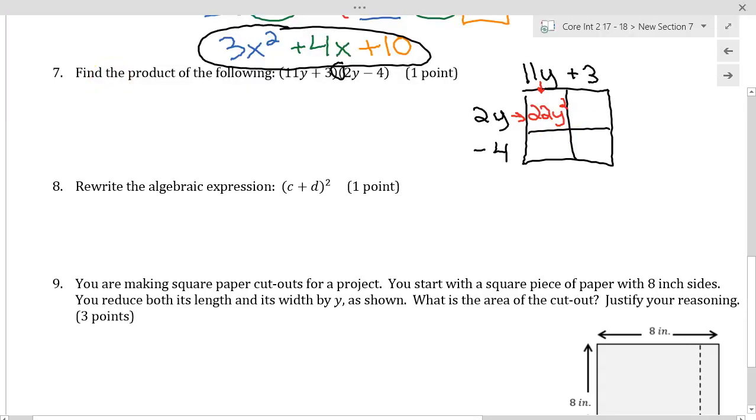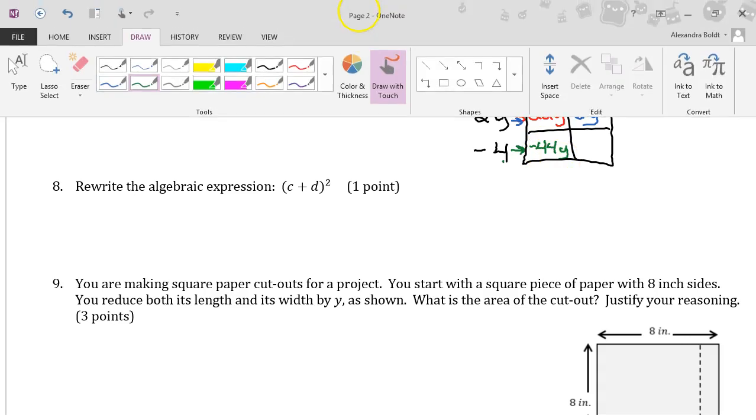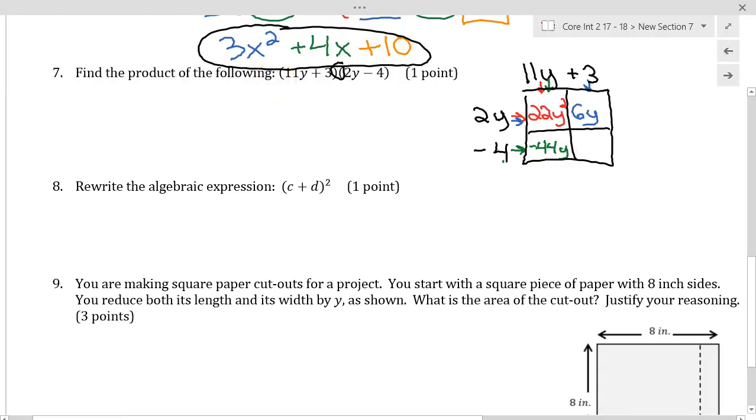Then I have 3 and 2y. 3 times 2y is 6y. Then I have 11y and negative 4. Negative 4 times 11 is negative 44. And I still have y. And then finally, negative 4 times 3 is negative 12.